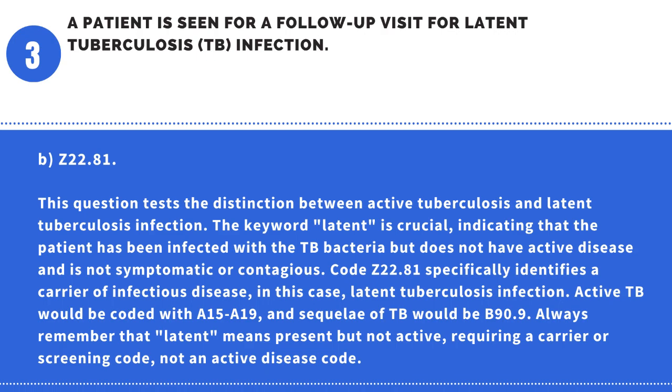Z22.81. This question tests the distinction between active tuberculosis and latent tuberculosis infection. The keyword latent is crucial, indicating that the patient has been infected with the TB bacteria but does not have active disease and is not symptomatic or contagious. Code Z22.81 specifically identifies a carrier of infectious disease, in this case, latent tuberculosis infection. Active TB would be coded with A15 to A19, and sequelae of TB would be B99. Always remember that latent means present but not active, requiring a carrier or screening code, not an active disease code.